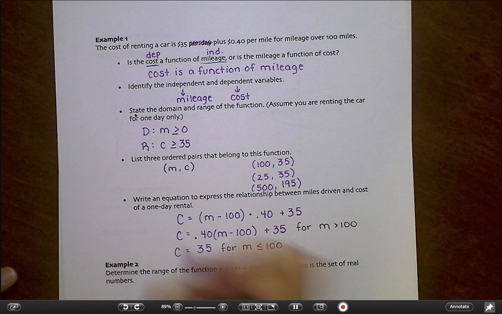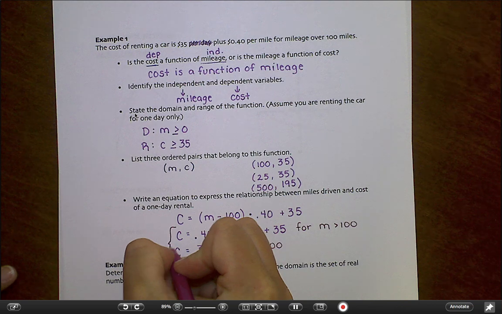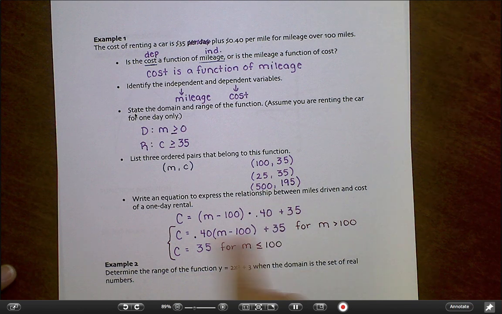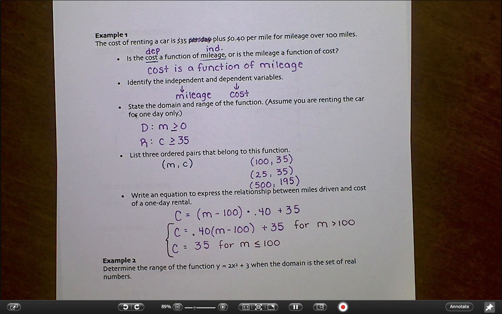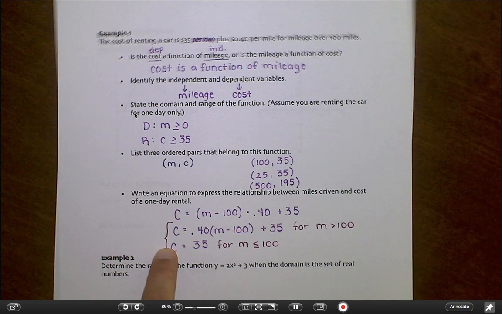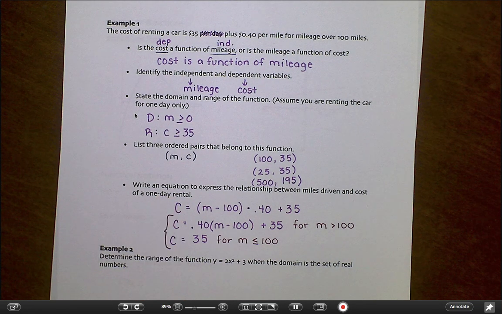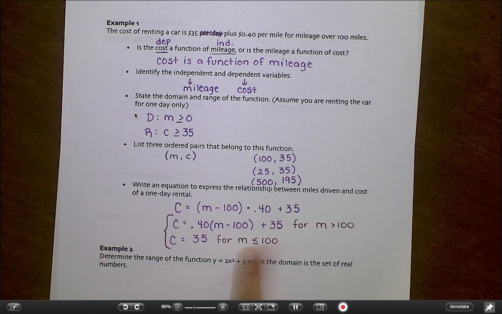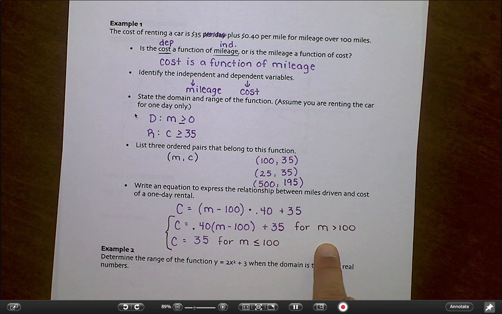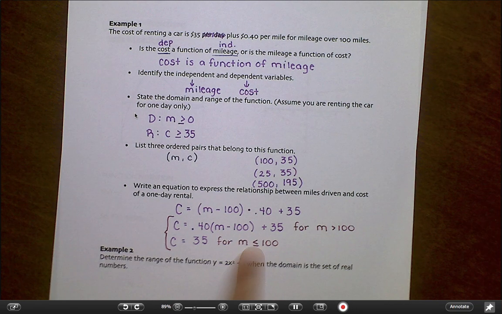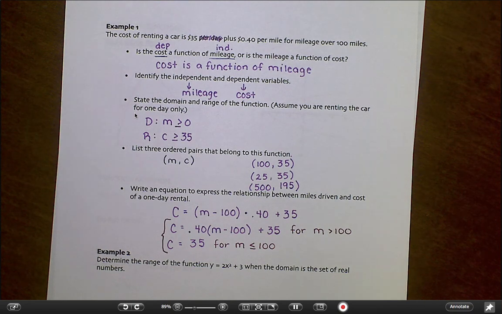This is what's called a piecewise function. So after I write my two equations, and remember this was just rewritten here, I would put them in this bracket to show that they both represent this situation, but there's two different scenarios here, okay? If m is greater than 100 or m is less than or equal to 100, okay?